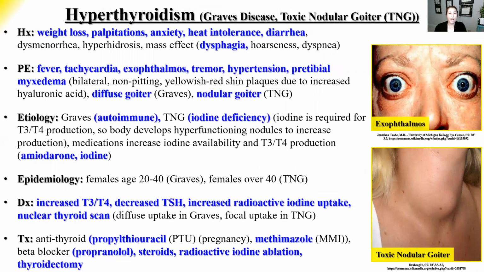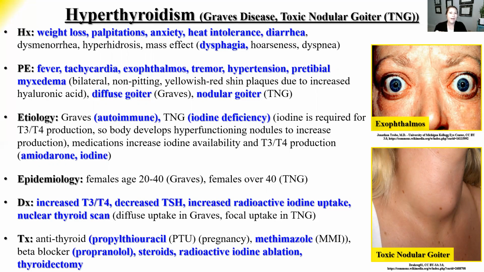Let's talk about hyperthyroidism. So Graves' disease or toxic nodular goiter. The history for this, the way that I think about hyperthyroidism is I think about a chihuahua. They're always hyper and revved up. So think chihuahua for hyperthyroidism. Weight loss, palpitations, anxiety, they're all revved up temperature-wise, so they get this heat intolerance. Their gut is revved up, so they get diarrhea. Dysmenorrhea, hyperhidrosis, those are less common as far as the physical exam findings that you'll be tested on.